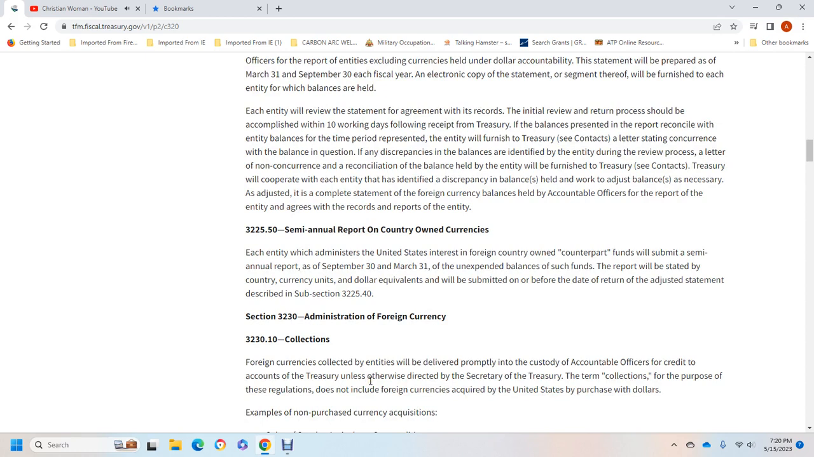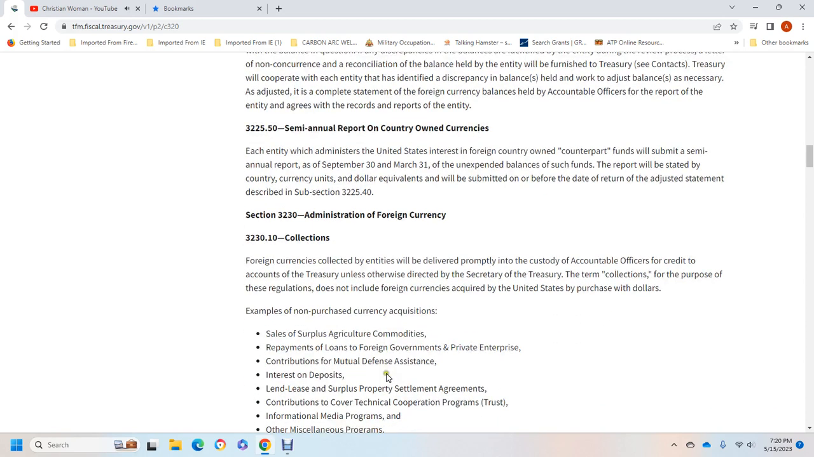Section 3230 Administrative foreign currency. The collection of the foreign currency for the collection of the entity for the delivered property for the custody of the account, and the officer for the credit for the account for the Treasury, unless otherwise Secretary of the Treasury for the term collection for the purpose of the regulations that include the foreign currency acquired with the United States, the purchase of dollars, enable the non-purchase currency acquisition, sales of the repressed agricultural commodity with the repayments of the loans of foreign governments, private enterprise for the contribution, multiple defense system with the interest of the deposit, land lease, surplus for the public property settlement agreement, the contribution cover the technical cooperation or trust.